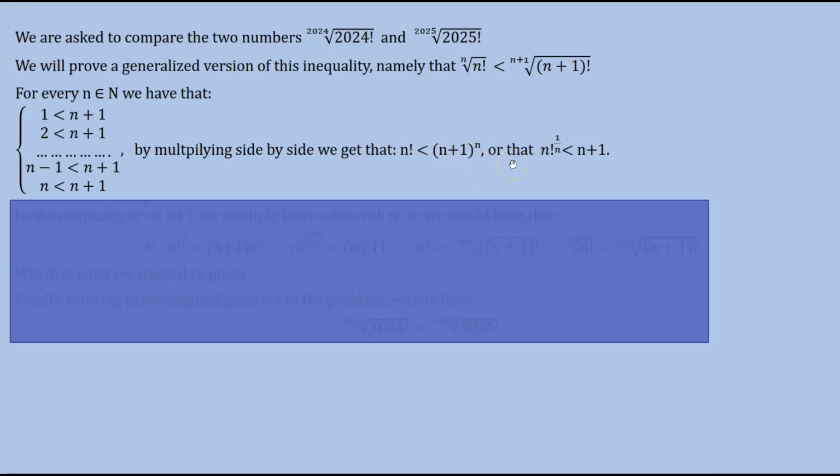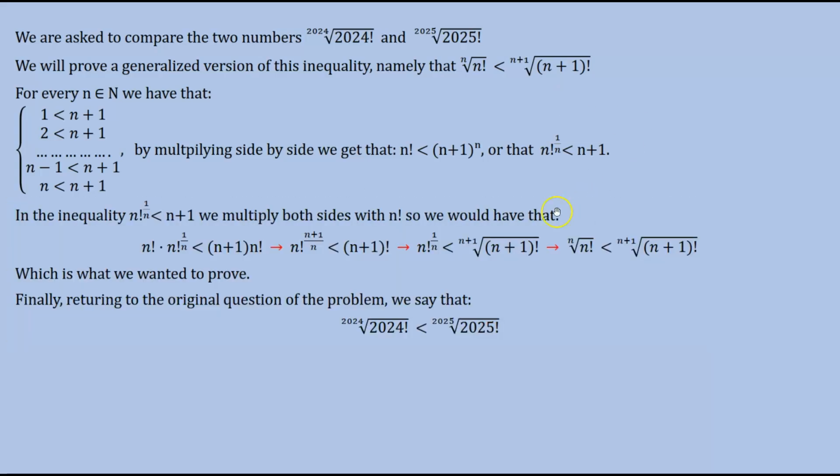Now, if we take the nth root of this inequality, we have that the nth root of n factorial is smaller than n plus 1. Now we'll rearrange this inequality in order for it to take the form that we are trying to prove. In this inequality, we will multiply both sides by n factorial. We can do so because n factorial is a natural number.